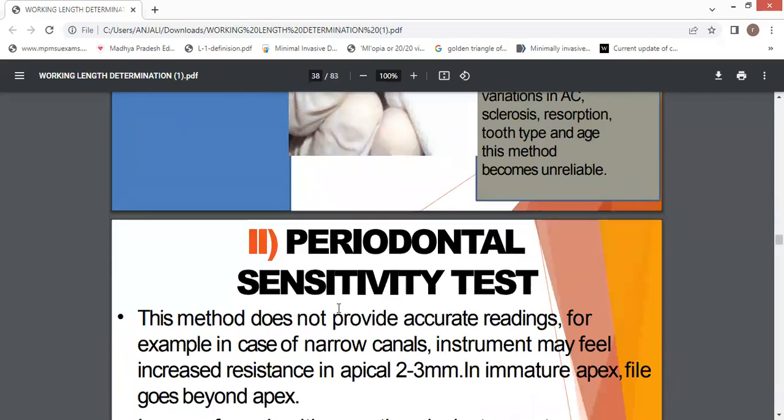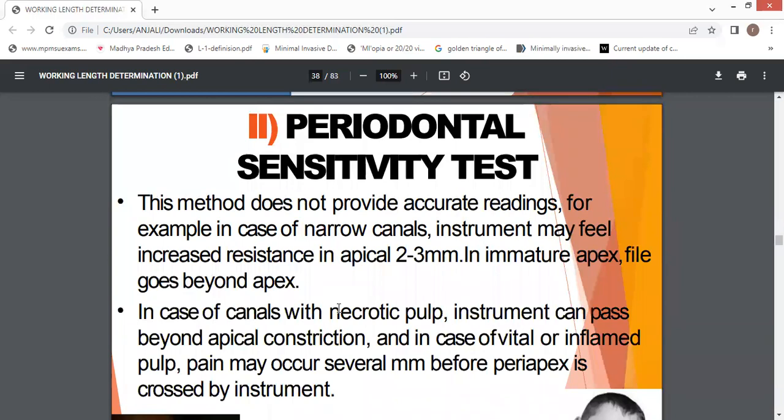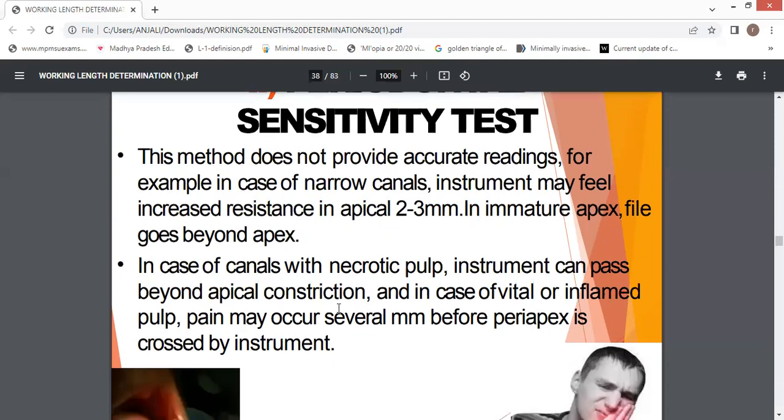Periodontal sensitivity test. This method does not provide accurate readings. For example, in case of narrow canals, instrument may feel increased resistance in apical 2 to 3 mm, in immature apex, it goes beyond apex. In case of canals with necrotic pulp, instrument can pass beyond apical constriction. And in case of vital or inflamed pulp, pain may occur several mm before periapex is crossed by instrument.